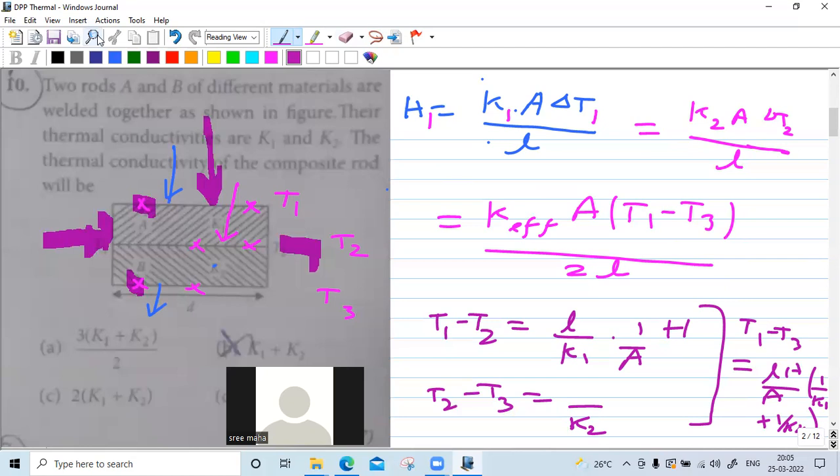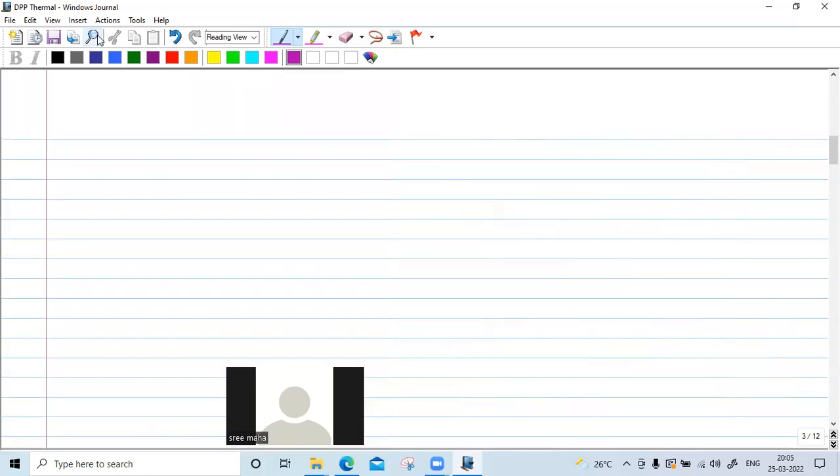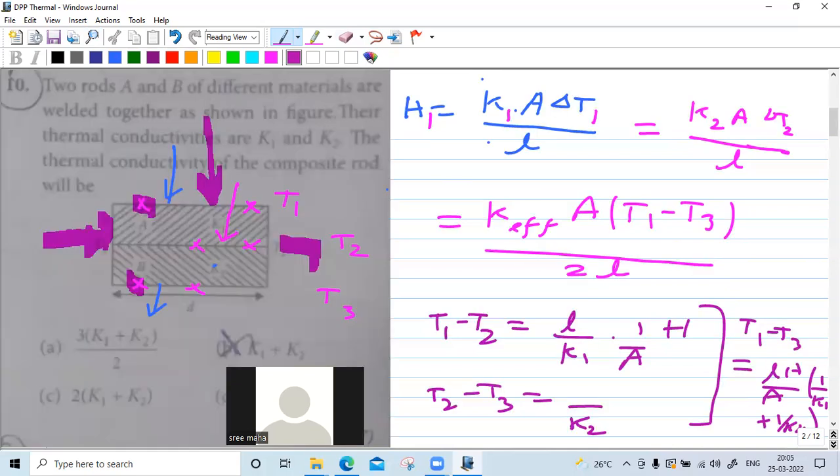Okay, let me check the answer with this one. It's K effective by 2. Oh my god. Just a minute. So T1 minus T3 is 2L by 2 by K effective.